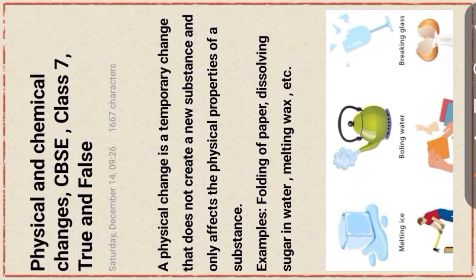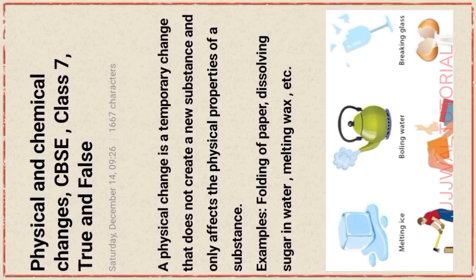My dear viewers, now we discuss physical and chemical changes based on CBSE Class 7. Some true and false. A physical change is a temporary change that does not create a new substance and only affects the physical property of a substance. That is, physical property means color, state, smell, etc.